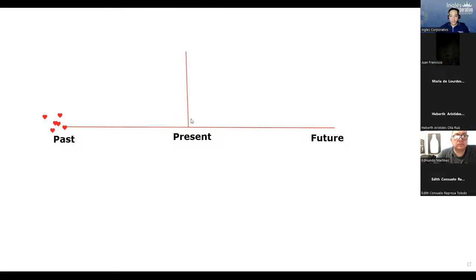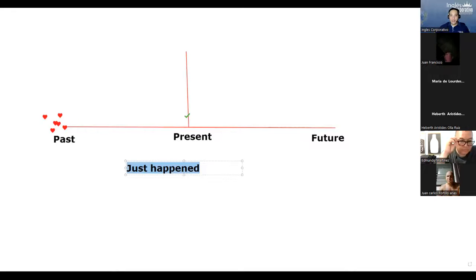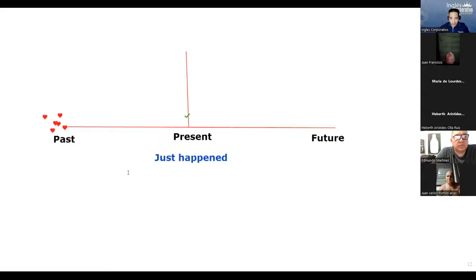Yeah, the present perfect happens here. It's not the present. It's an action that just happened. And that's the key word. It just happened. These are the keywords. It just happened. I mean, it just finished. It's an action that just finished. It could also be an experience, an experience that you had.